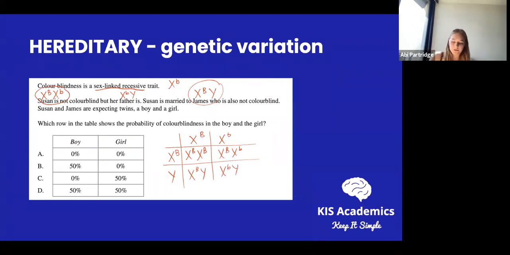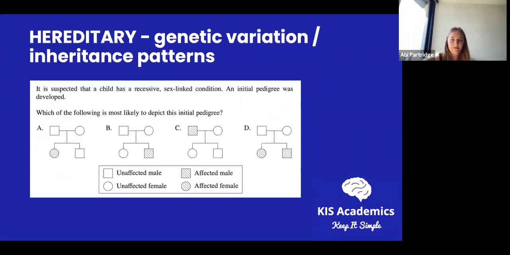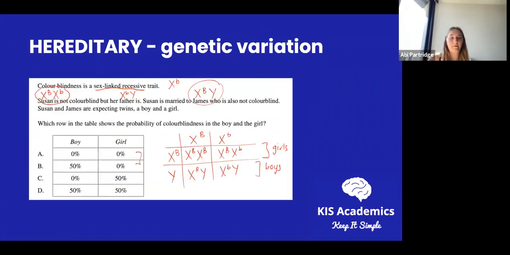And so you can see the top two ones, these are both girls because they've both got the XX chromosomes, and then these ones are the boys. So if we're looking at the top ones for the girls, you can see that both of them have the dominant allele in them. They've both got the capital B, which means that since it's dominant and it's not affected, neither of them will have the colorblind phenotype. So we're looking at one of these two answers.